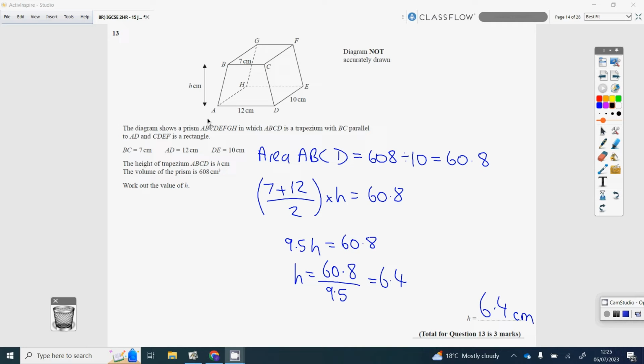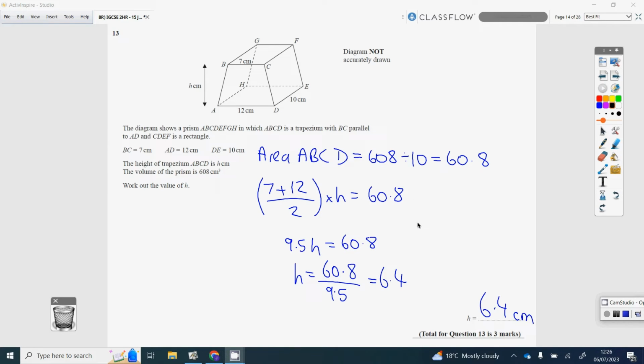So we can now just consider the trapezium ABCD, of which we know the area is 60.8. Now, the area of a trapezium is worked out by averaging the two parallel sides and then multiplying that by the distance between them. So averaging the 7 and the 12, how do you average two numbers? You add them together and divide by 2. And this multiplied by the distance between them, h, is going to give us my area of 60.8.